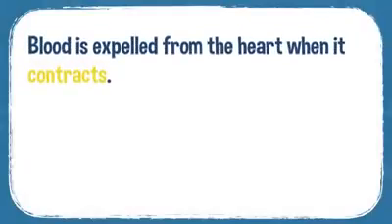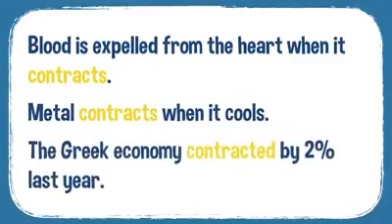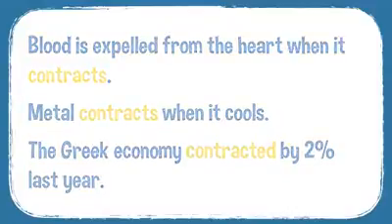Here are some more examples. Blood is expelled from the heart when it contracts, so the heart gets smaller. It contracts, pumps the blood out. Metal contracts when it cools. And here's a more general sense beyond science, the Greek economy contracted by 2% last year. It got smaller. So other things can contract as well as metal.